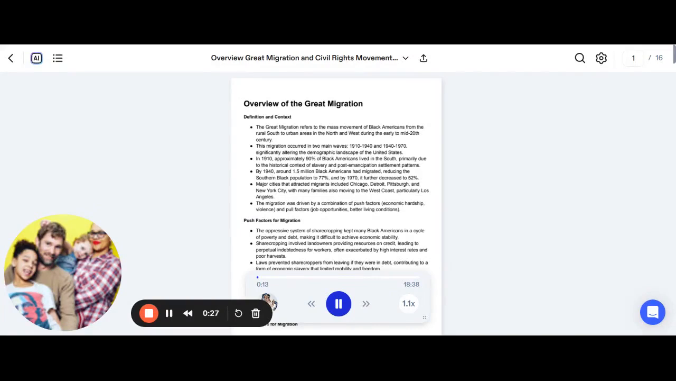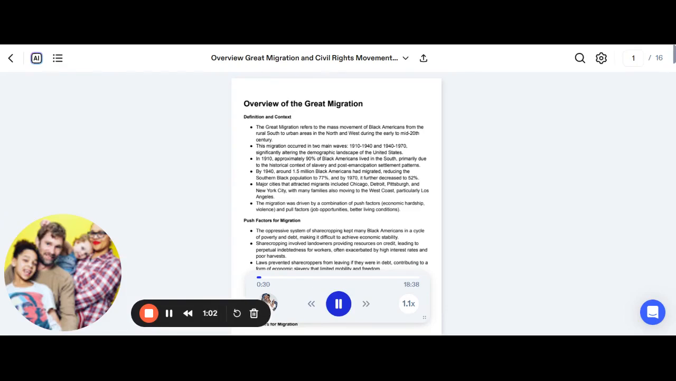In 1910, approximately 90% of Black Americans lived in the South, primarily due to the historical context of slavery and post-emancipation settlement patterns. By 1940, around 1.5 million Black Americans had migrated, reducing the Southern Black population to 77%, and by 1970, it further decreased to 52%. Major cities that attracted migrants included Chicago, Detroit, Pittsburgh, and New York City, with many families also moving to the West Coast, particularly Los Angeles.